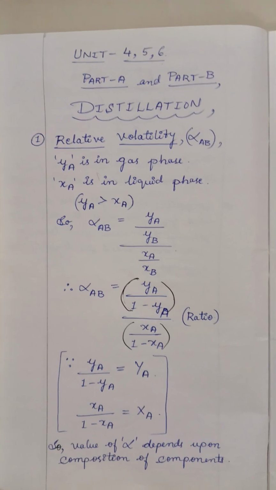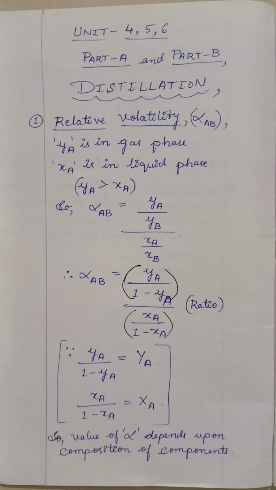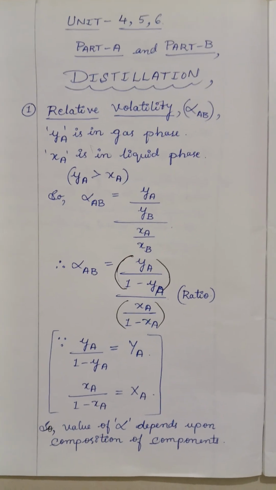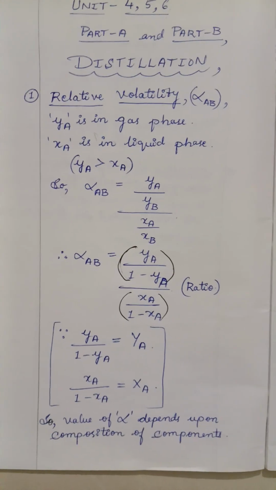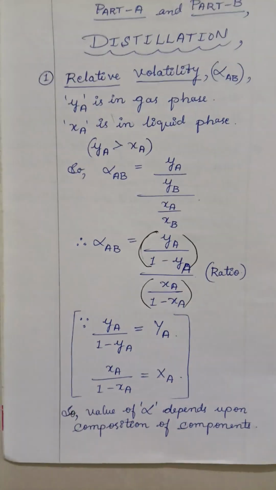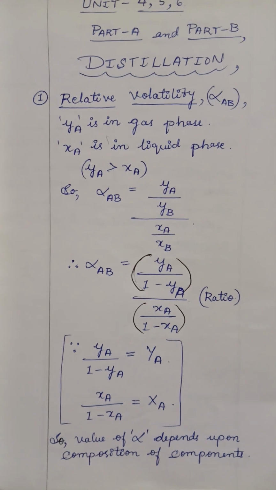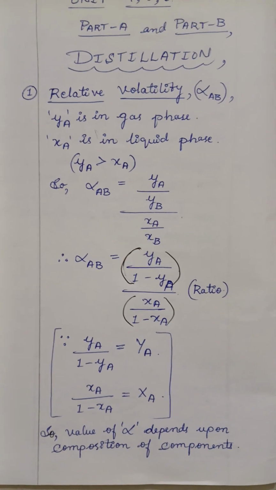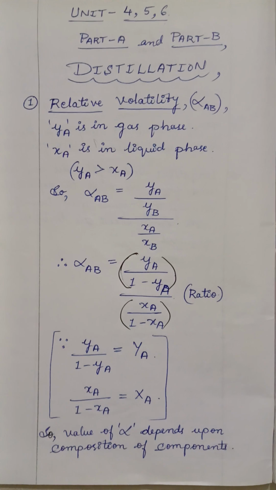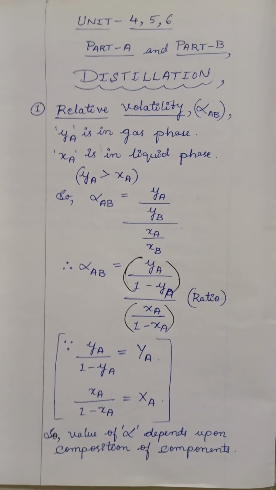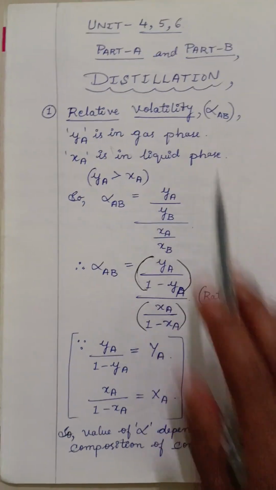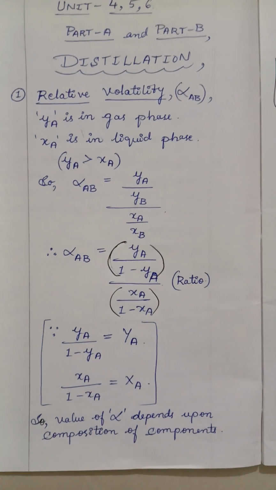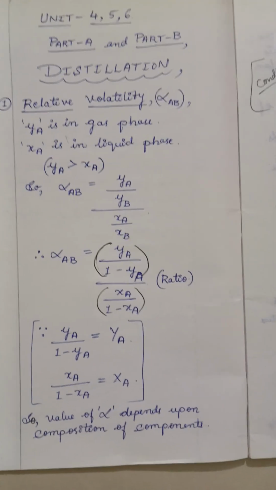So today we are going to see about this topic called distillation. This is a topic in mass transfer operations. Today we are dealing with one of the main things here called relative volatility. In distillation we are considering the property of fluids called volatility. Volatility means the property of any fluid where it evaporates easily.